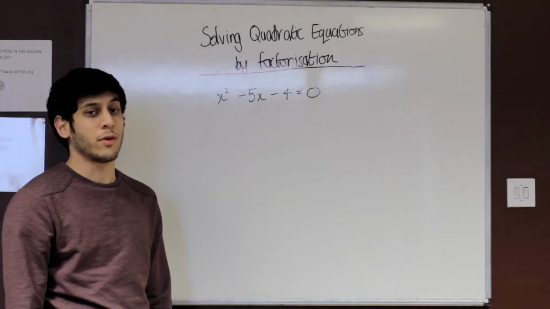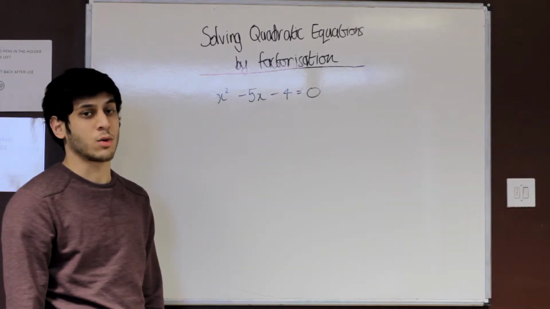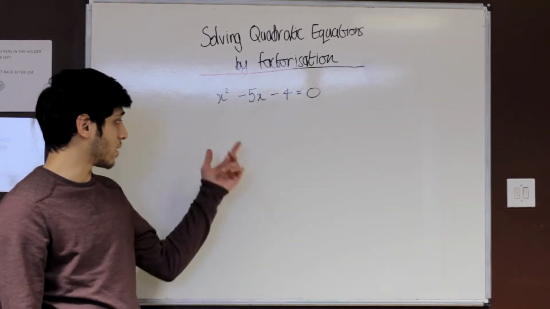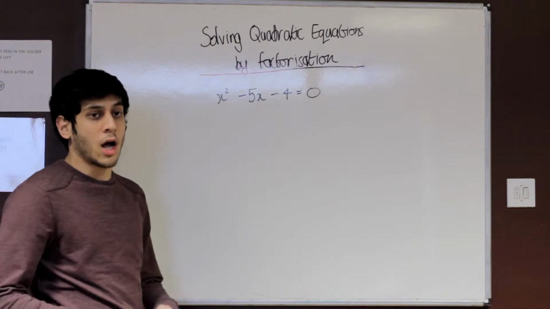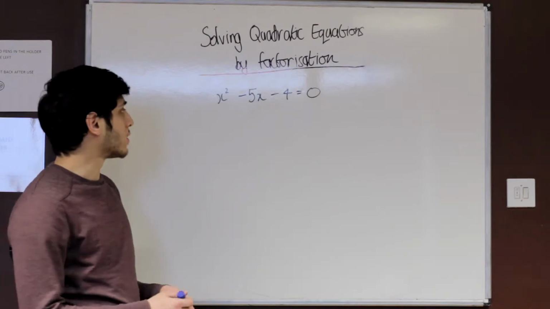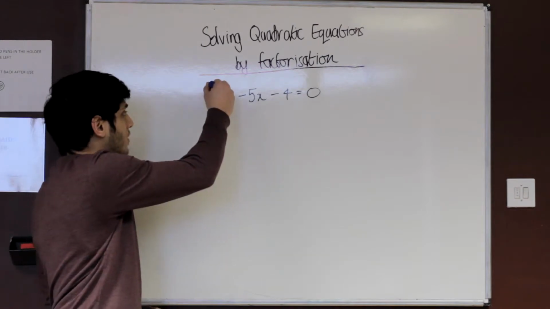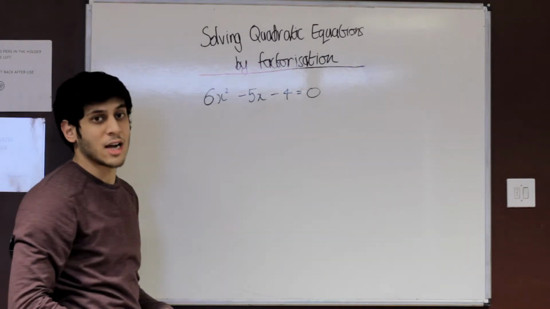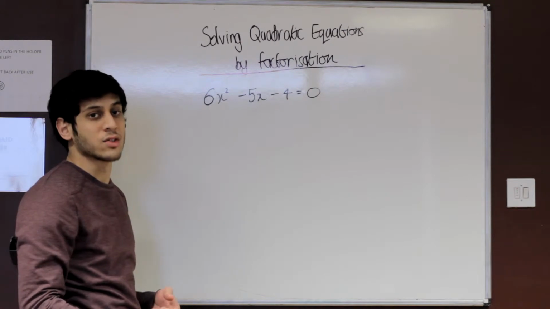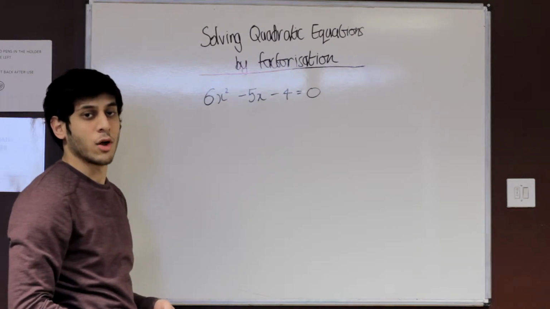Hi guys, in a previous video we learned how to solve quadratic equations through factorization. It's a typical example. Another type of example you can get is where there's a number in front of the x squared value. So for example, if there's a 6 here, there is a different type of method of solving, but it does follow the same steps that we have learned earlier.